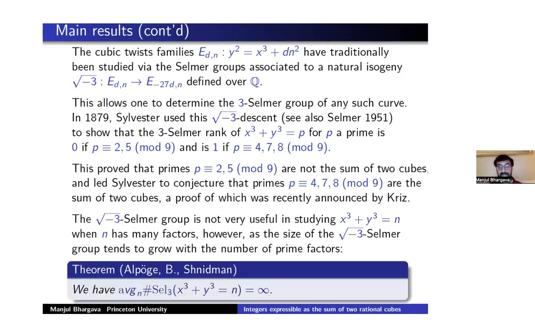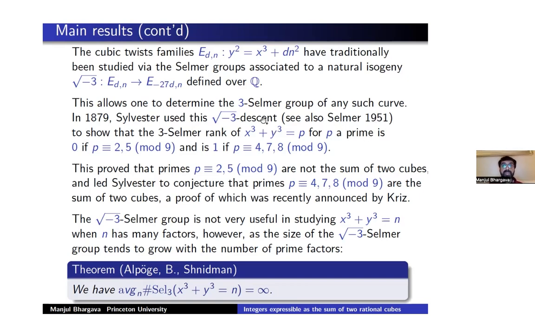In fact, just using this fact that the square root of minus 3 Selmer group tends to grow with the number of prime factors, you can easily show that the average size of the 3 Selmer group of x cubed plus y cubed equals n, as n varies, is infinity. So the 3 Selmer group just blows up on average for these curves. And so the 3 Selmer group is not going to be a useful way to show that ranks are small, in particular that they're 0 or 1 in this family, when n is going across general integers, because it blows up with the number of prime factors of n, and therefore it blows up on average.